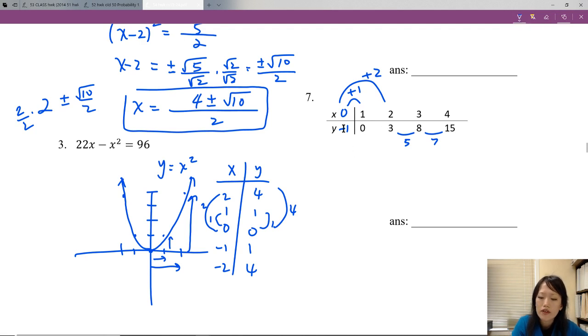Okay, so if you graph this one, you'll get 0, 1, 0, negative 1, and the next one's 1, 0. The next one is 2, 3. 1, 2, 3, like here.